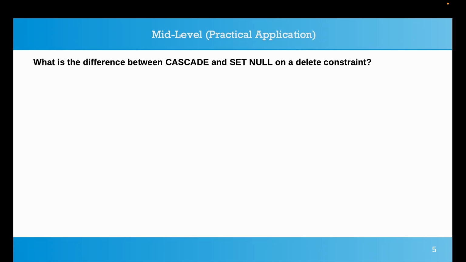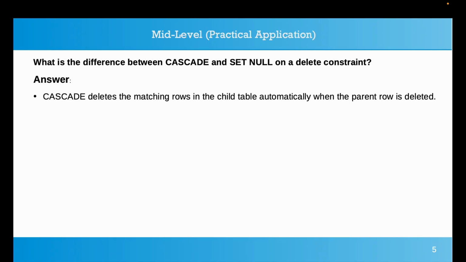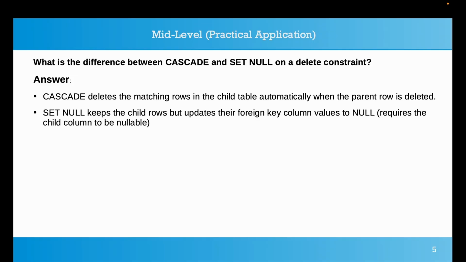Alright, now let's move to some mid-level and practical applications. What is the difference between cascade and set null on delete constraint? That we have already seen. Cascade deletes the matching row in the child table automatically when the parent row is deleted, and set null keeps the child rows but updates the foreign key column values to null.